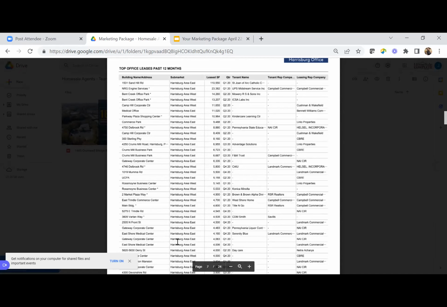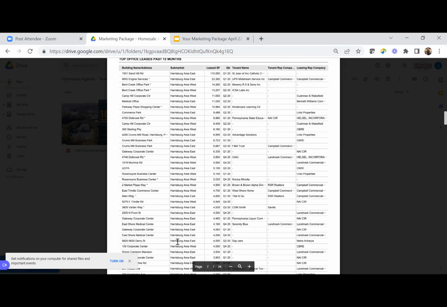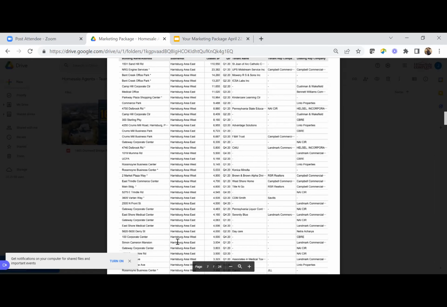It looks like 1531 Sand Hill Road, St. Joan of Arc Catholic Church, leased 110,000 square feet. So this would also tell you the companies that are moving pretty heavily in the area. As you see, there's not a lot of big movers. It's the 110,000, and you got a couple 10 to 20,000. But the majority of those transactions are under 10,000 square feet. You'll see that based upon this data.